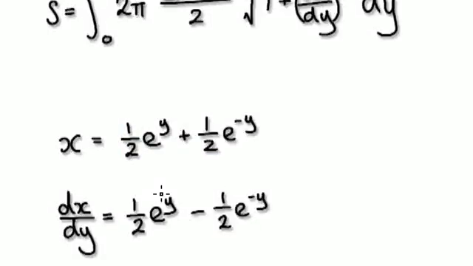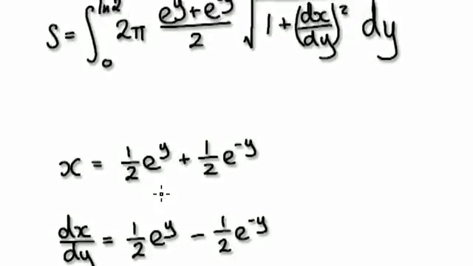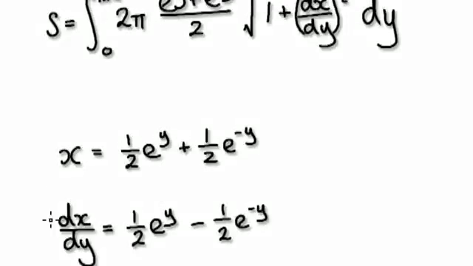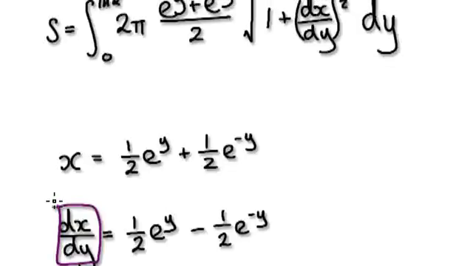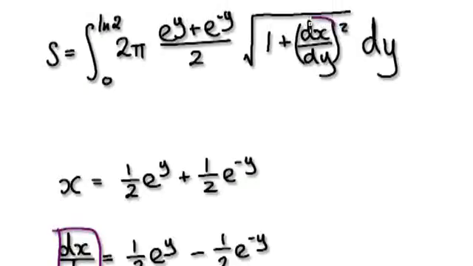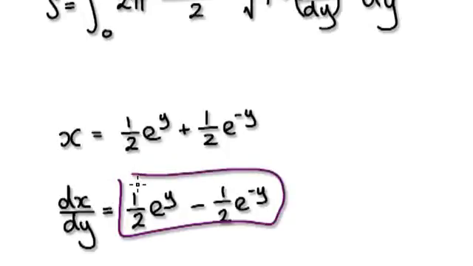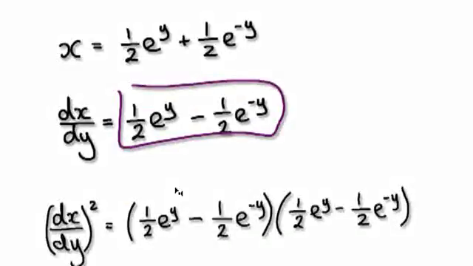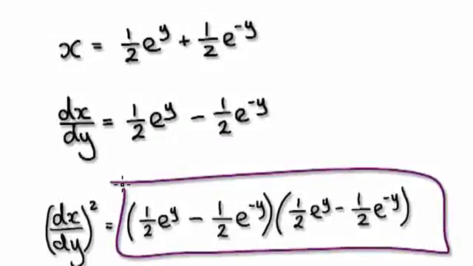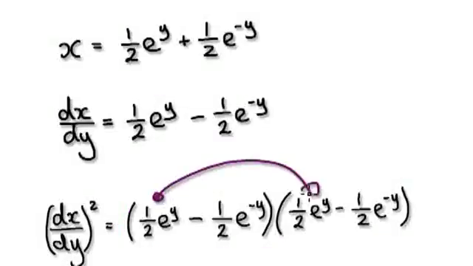So we've got dx by dy. Now we need to square it, and then later on add 1. So now we've got dx by dy, we need to square it. That will then give you this. Now multiply this out.